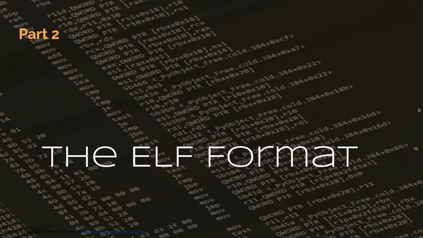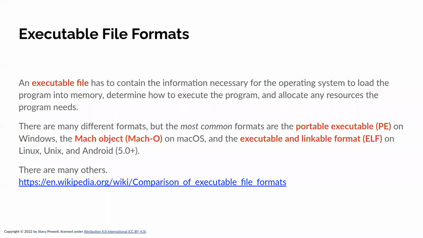Let's shift gears and talk about the ELF format. An executable file has to contain all the information necessary for the operating system to run it. So it needs to tell the operating system, I want you to load the following information into memory. It needs to tell it how it wants that done. It needs to tell it what resources it needs, namely, does it need other chunks of memory in order to operate? And there are lots of different ways to do this.